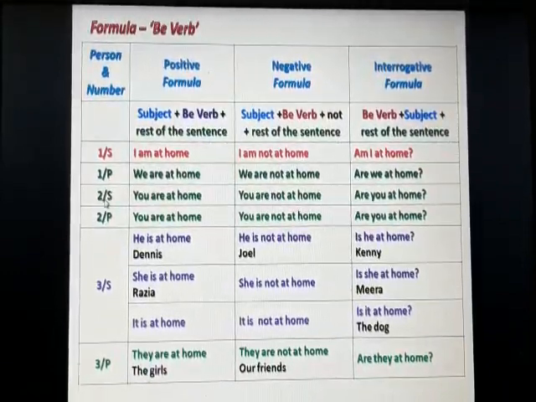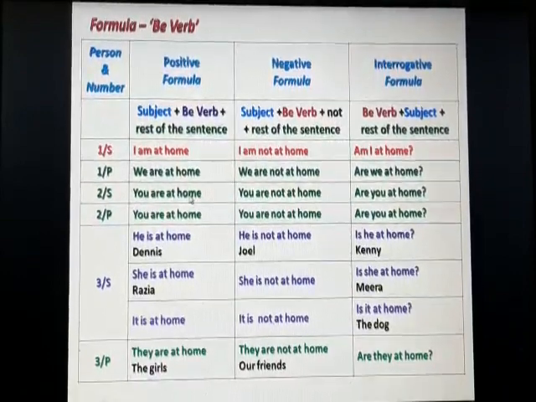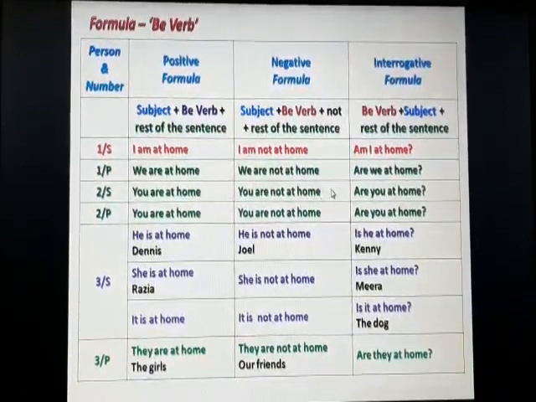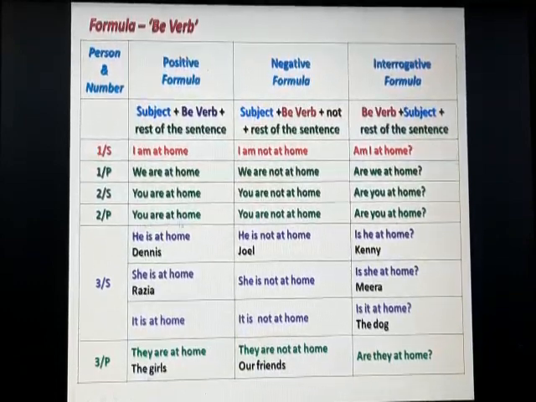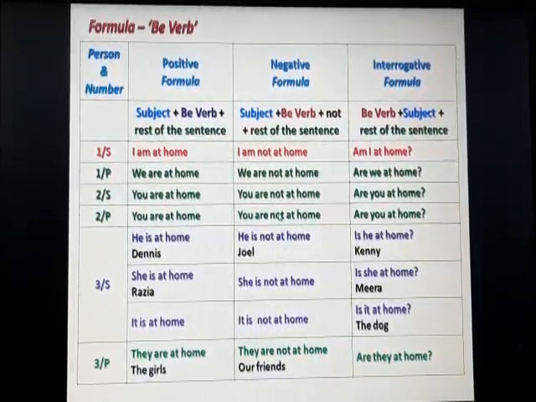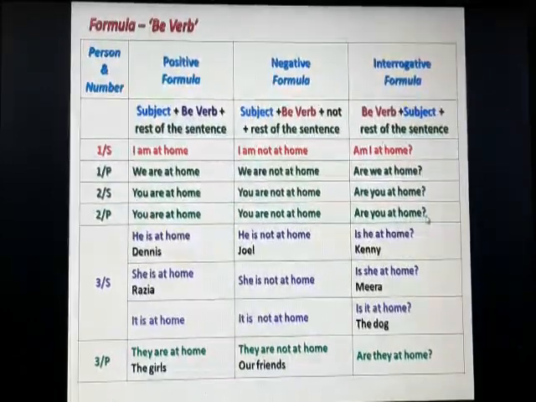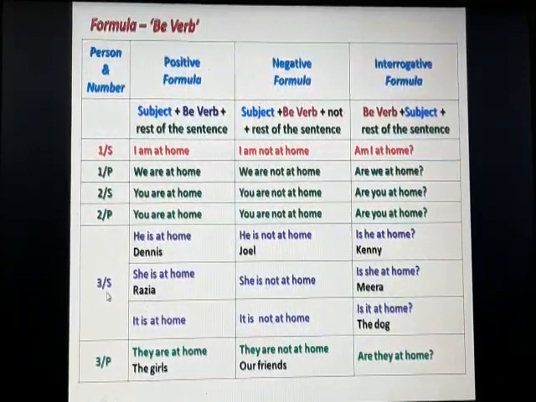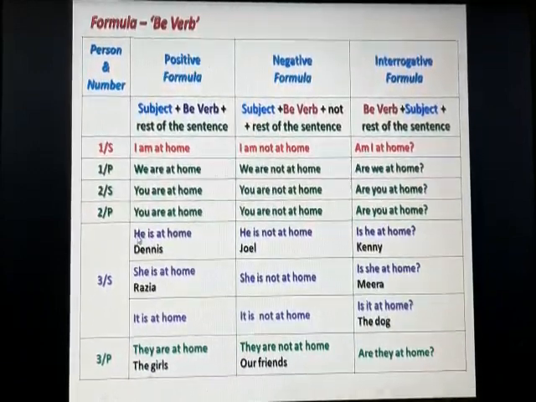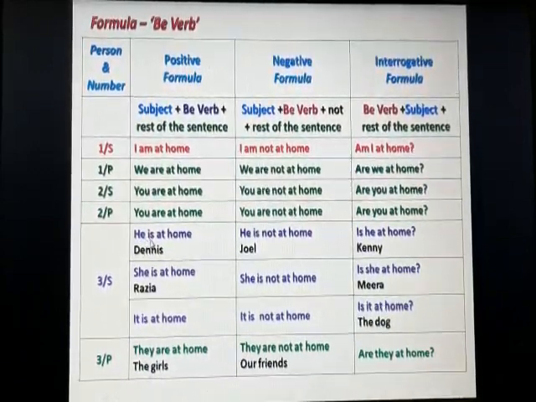Then second person singular, you are at home, you are not at home, are you at home? In the second person plural also it's the same. You are at home in the positive, you are not at home is the negative, are you at home is the interrogative. Now in the third person singular, the subject is he, the be verb is, at home is the rest.